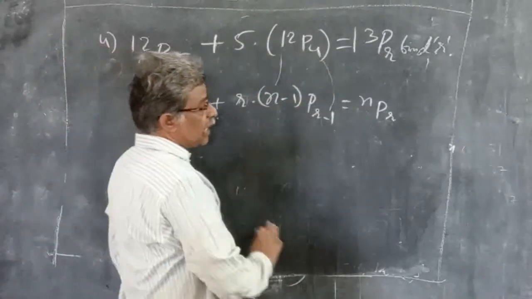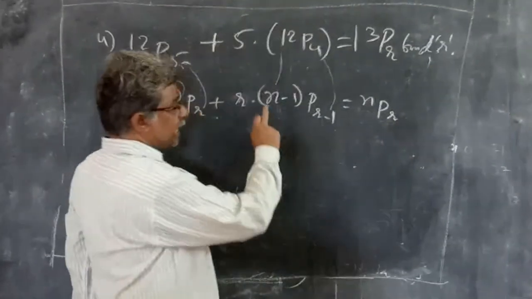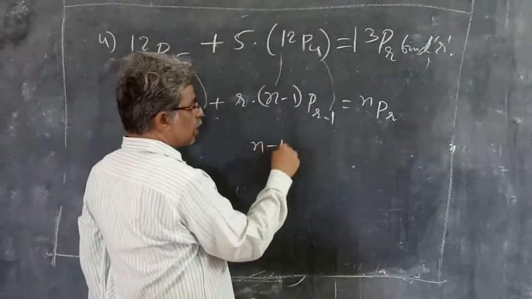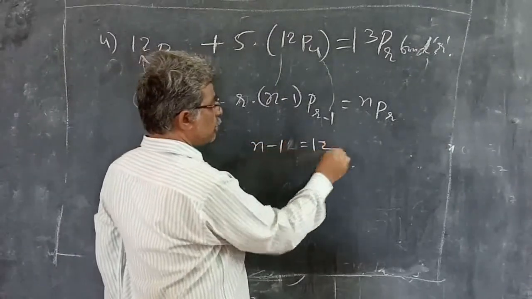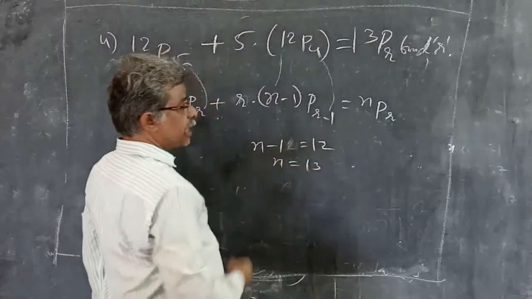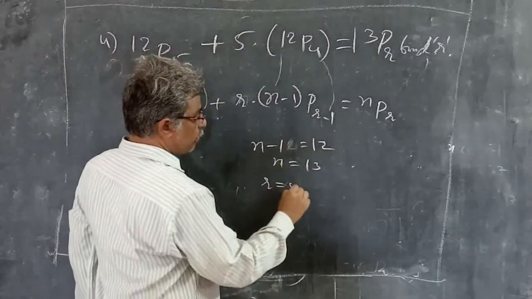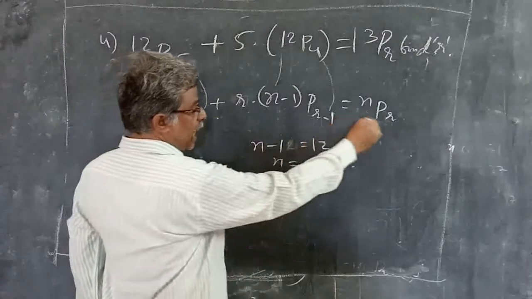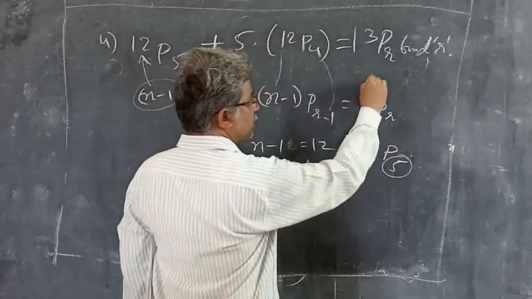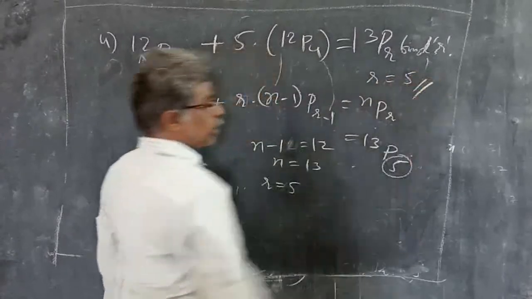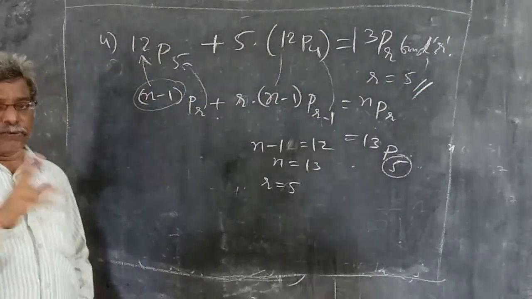Everything is tallied. Means I can write nPr. n-1 is 12, means n equals how much? 13. Next r equal to 5. Means nPr means 13P5. What is r? r must be 5. This is how using the formula.